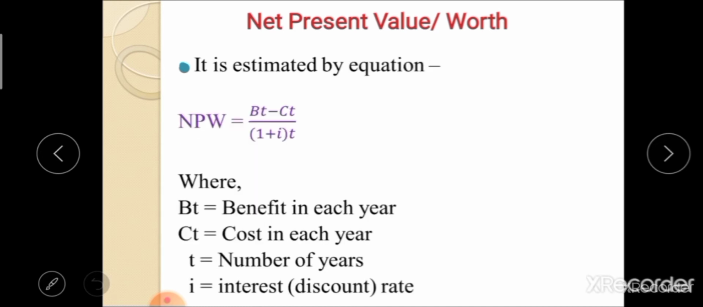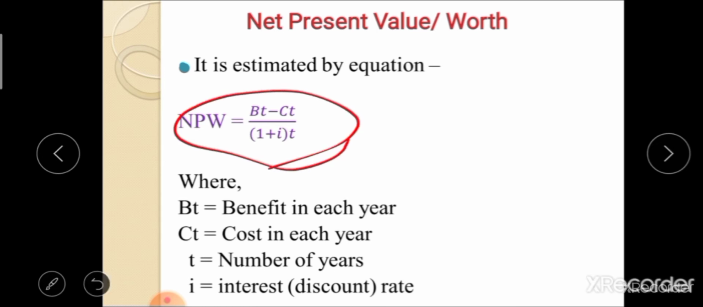The net present value is estimated by using the equation NPW = Σ (BT − CT) / (1 + i)^T, where BT is the benefit in each year, CT is the cost in each year, T is the number of years, and i is the interest rate or discount rate. By using this formula, we can calculate NPW or NPV.